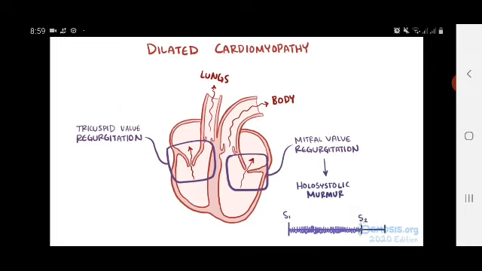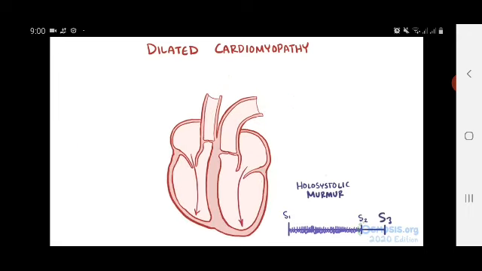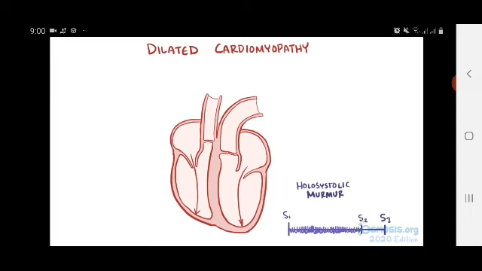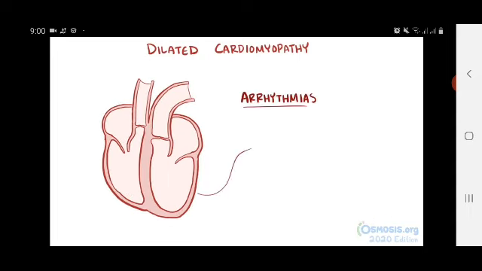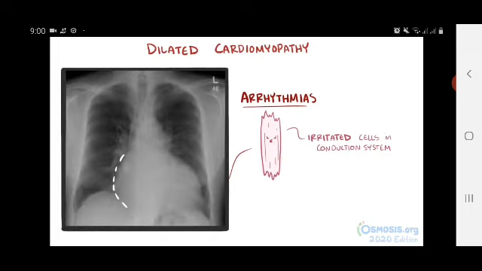In addition to that, you might also hear an S3 sound, which is the result of blood rushing into and slamming into the dilated ventricular wall during diastole. Arrhythmias can also be a complication, because stretching out that muscle wall can irritate the cells in the conduction system, which are within those walls. Sometimes an X-ray can be helpful for diagnosing dilated cardiomyopathy.